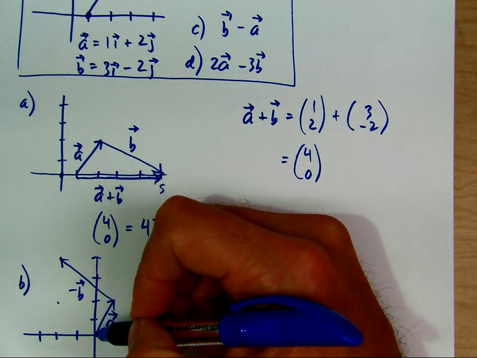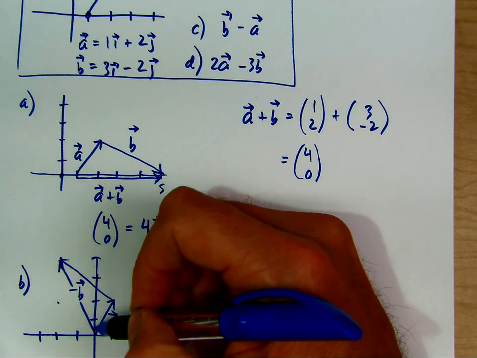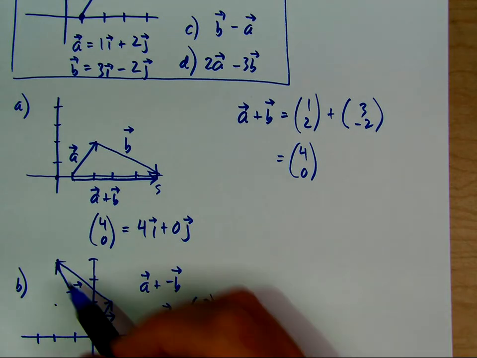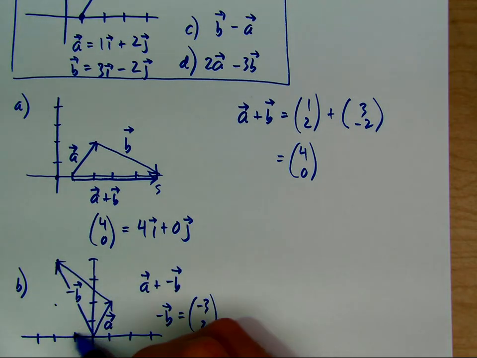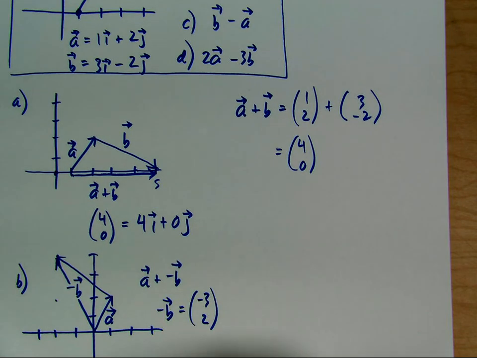Now we just draw the resultant. And that will be A plus negative B. We can look at the resultant and say that's negative 2, 1, 2, 3, 4. So that'll be negative 2, 4 is A minus B.